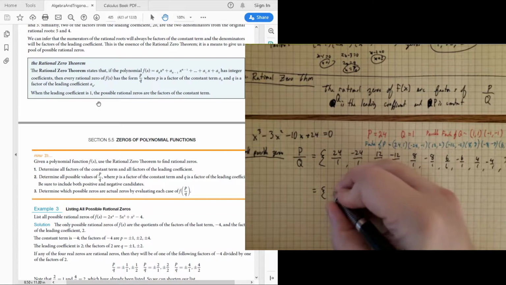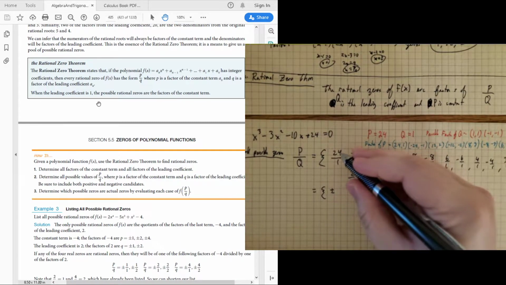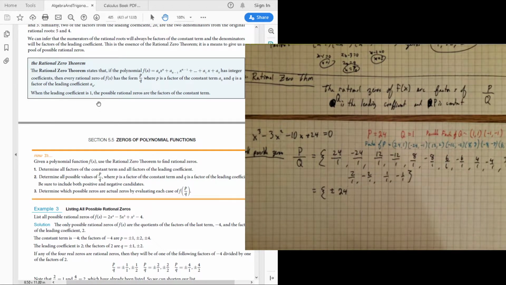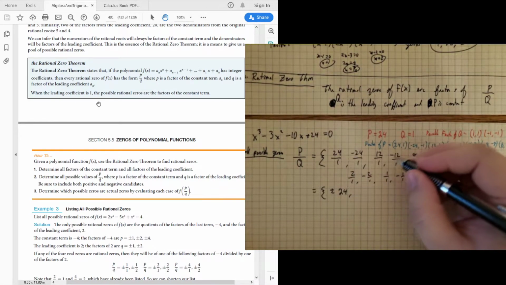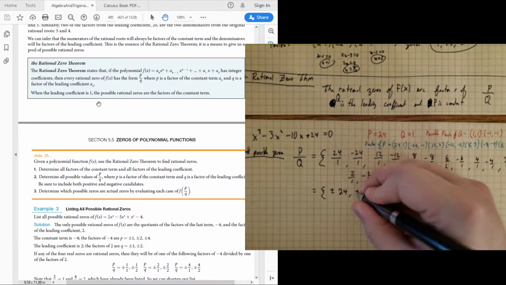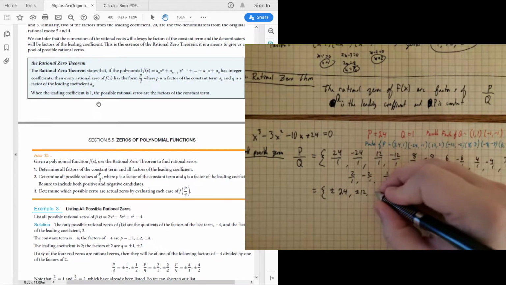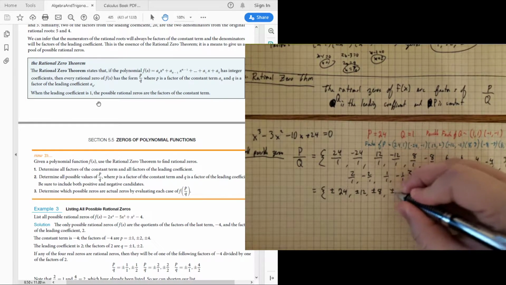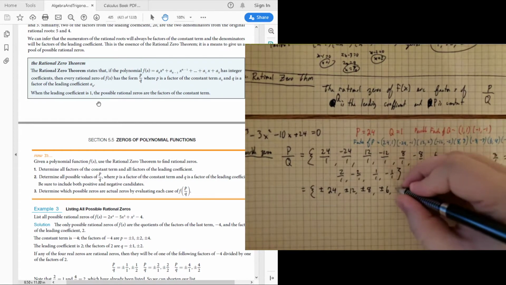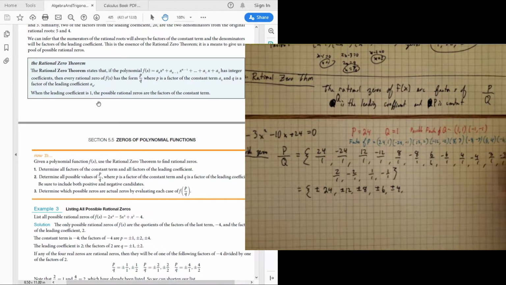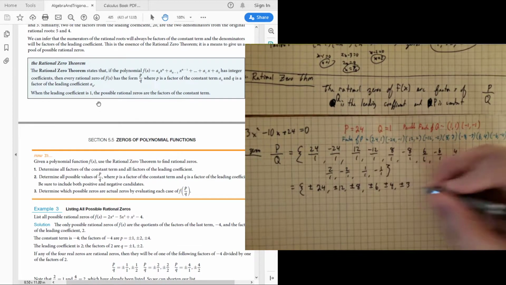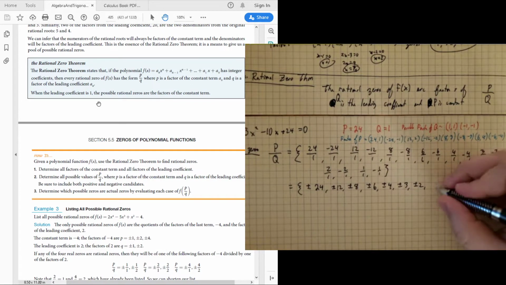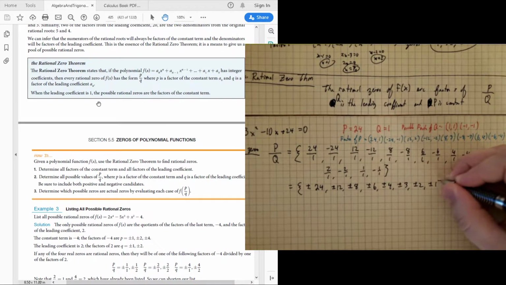And so for a much cleaner list, I'm going to use some shorthand here and simplify some. 24 over 1 is just 24. Negative 24 over 1 is just negative 24, so I'm going to do plus or minus 24. 12 and negative 12 would just be plus or minus 12. 8 and negative 8, plus or minus 8. 6 and negative 6, plus or minus 6. 4 and negative 4, plus or minus 4. 3 and negative 3, plus or minus 3. 2 and negative 2, plus or minus 2. 1 and negative 1, plus or minus 1.